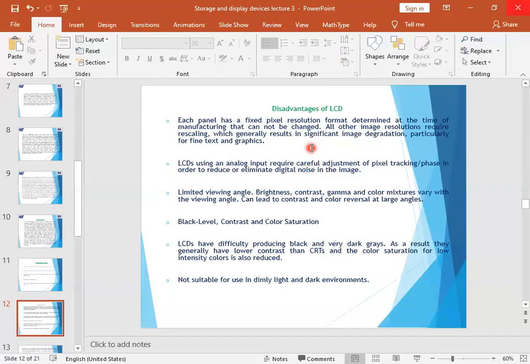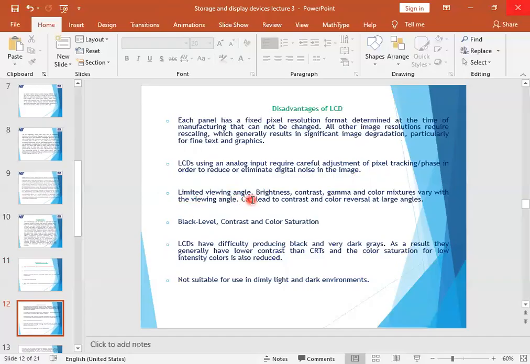If you want to change the resolution, we cannot do that as per rescaling. Rescaling cannot be done in the case of LCDs. LCDs using an analog input require careful adjustment of pixel tracking or phase, or eliminate digital noise in the image. If we want to eliminate the digital noise, then we will have to do that. Otherwise, there will be digital noise.